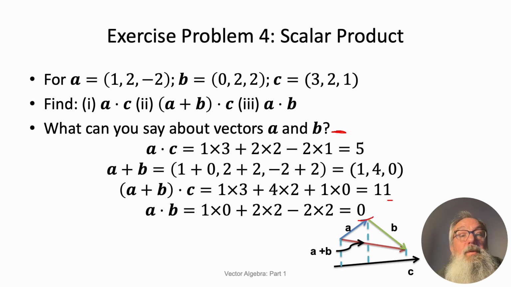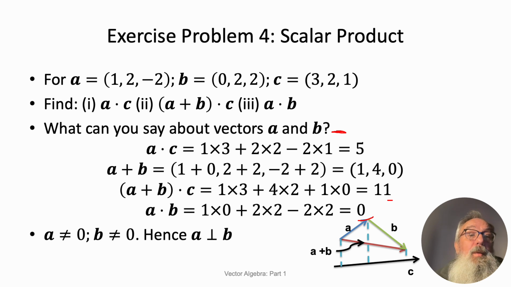The answer is 0. So what do we know about A and B? Well, we can see that A and B are non-zero, so A and B are perpendicular. Again, quite a trivial example, but important to understand what's being said there.